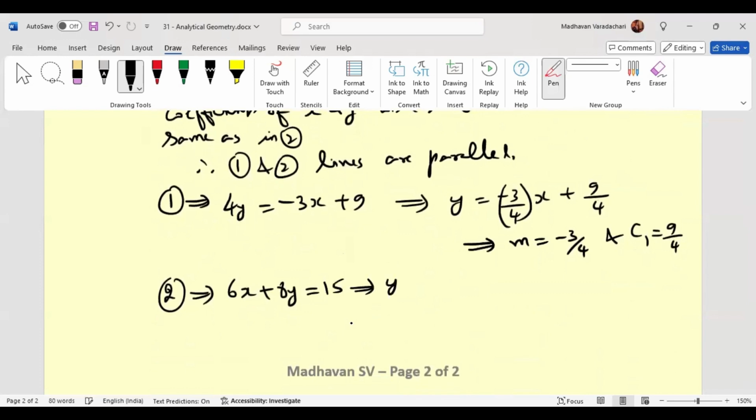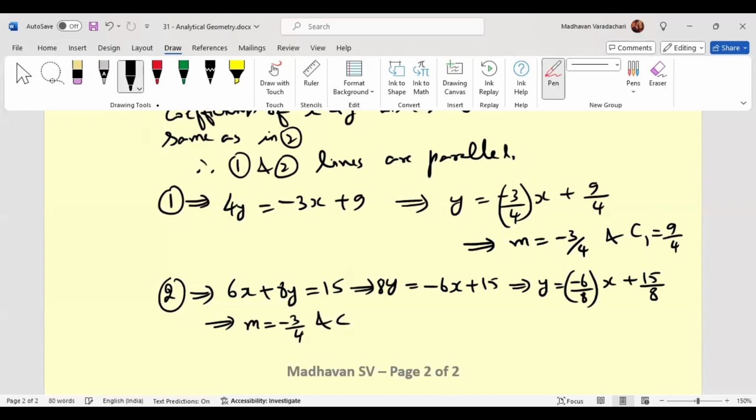which means 8y is equal to minus 6x plus 15, which means y is negative 6 by 8 times x plus 15 by 8. This implies our m is, again, minus 6 by 8, which is nothing but minus 3 by 4 by dividing numerator and denominator by 2. And C2 is 15 by 8.